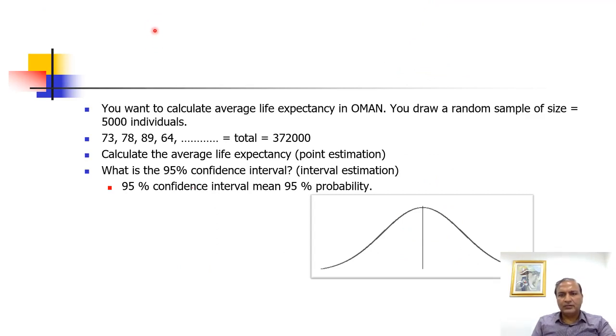Okay, so I hope now you understand how to find the probabilities using the normal distribution. I will also upload some more examples, but now we go back to our inferential statistics.